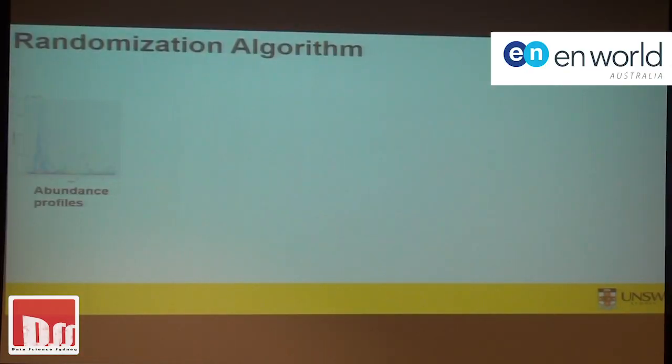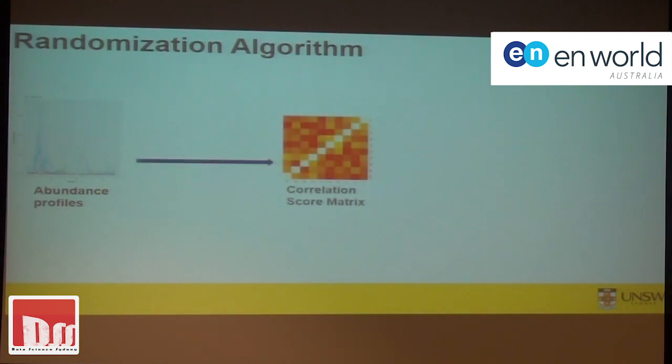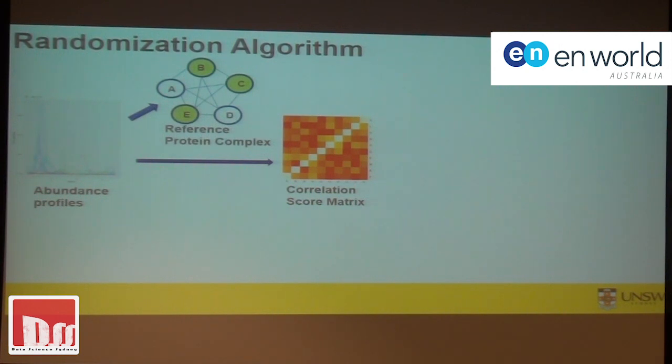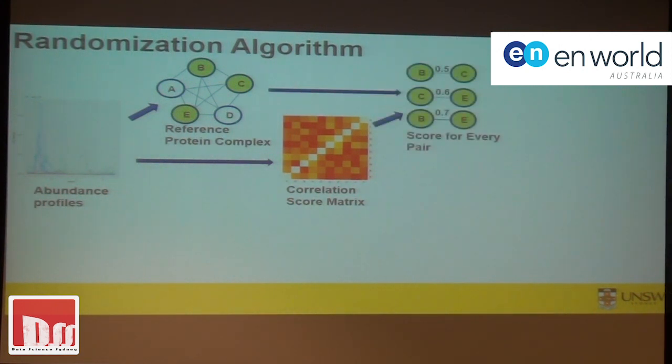So to compare our PCP data to our known complexes, I use the randomization algorithm, and I'll go through this. We start off with our abundance profiles. We calculate the correlation between every pair of proteins, and this gives us a matrix. And we compare our PCP data with our reference protein complex. So we have 5 proteins in this reference complex, and 3 of them were found in our dataset. We calculate the correlation score between every pair of proteins, and we calculate the mean of these 3 pairs, which is a score of 0.6.